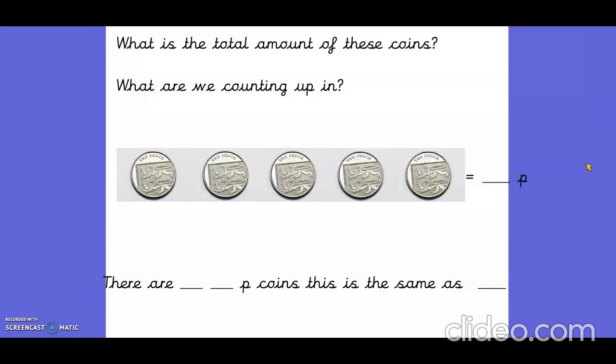Okay, this time I wonder if you can spot what we're counting up in. Look at the coin carefully. It says 10 pence, so we're counting up in tens this time, and we're really good at counting up in tens, so let's go. 10, 20, 30, 40, 50. This time we have got 50p. So there are 5 10p coins. This is the same as 50 pence. Well done if you beat me to it.